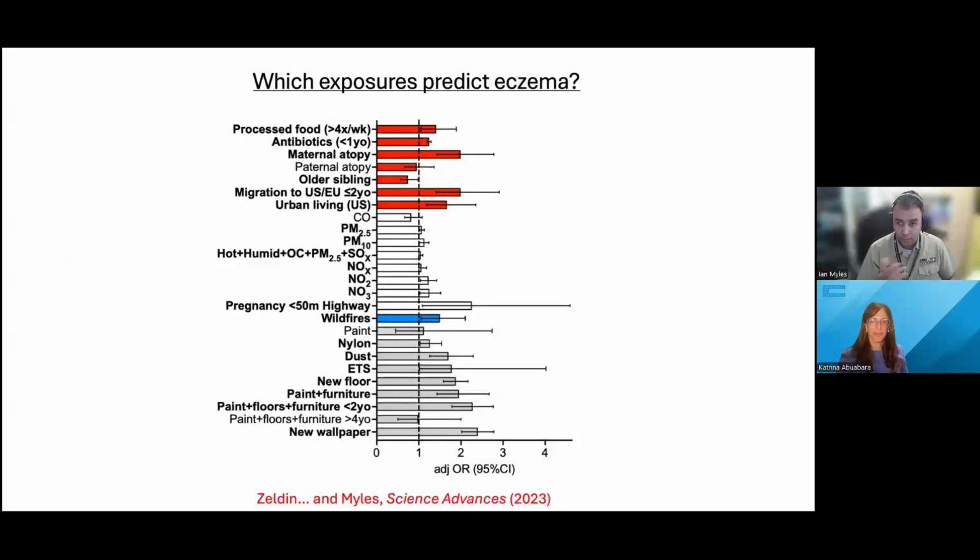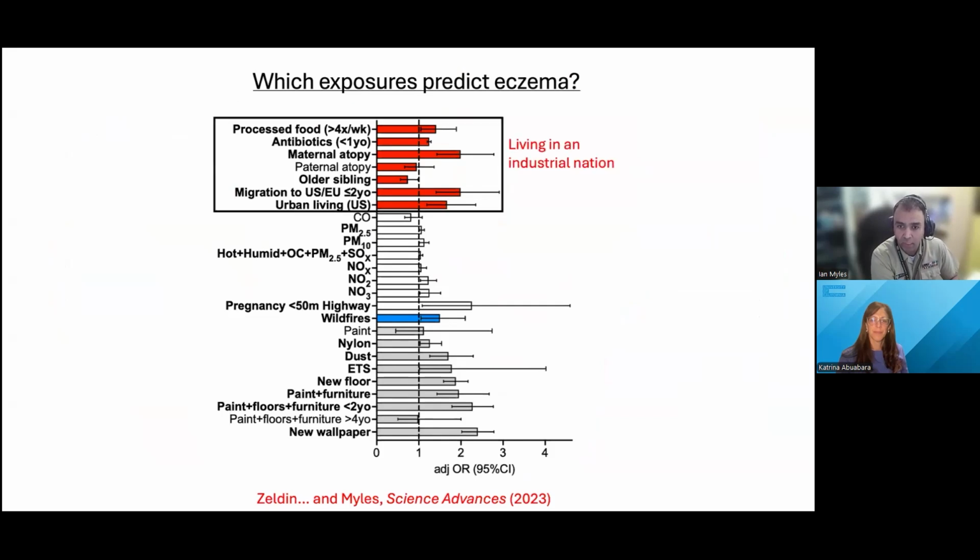And so what has been shown in the literature of environmental factors associated with atopic derm can kind of fit, I think, in 4 flavors. The first is just living in an industrialized area, consumption of processed foods and antibiotics. This is almost certainly more relevant to gut microbiome and gut health. You can see maternal atopy matters. We've seen older siblings are protective, but another one is moving from a non-industrialized country to the United States or the EU greatly increases your risk.